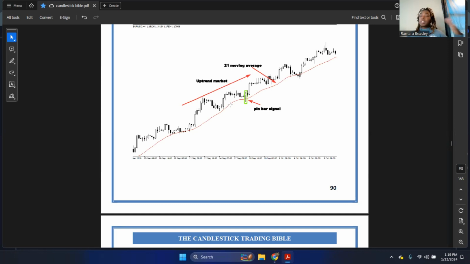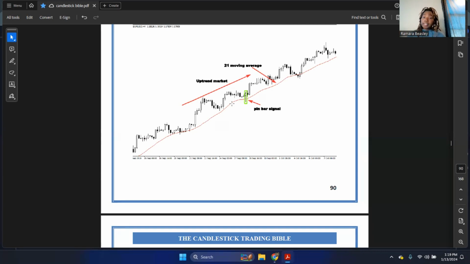We know it has to be in an uptrend or a downtrend. We're not talking about range bound markets. We're not talking about counter trends. And yeah, that is good. So that's all that I have for you guys. I didn't want it to be too long, but I know this had a lot of great information in it.